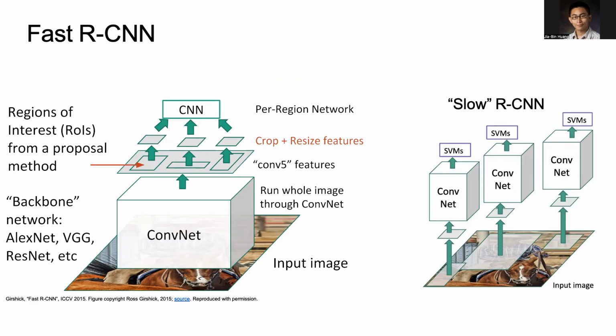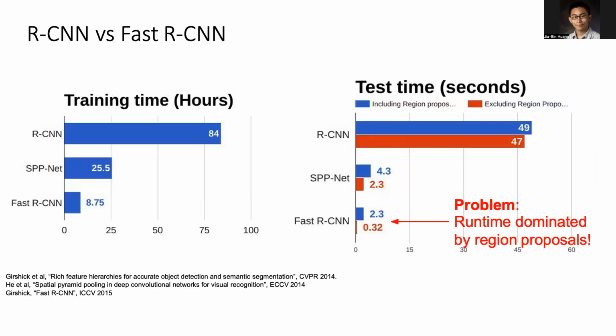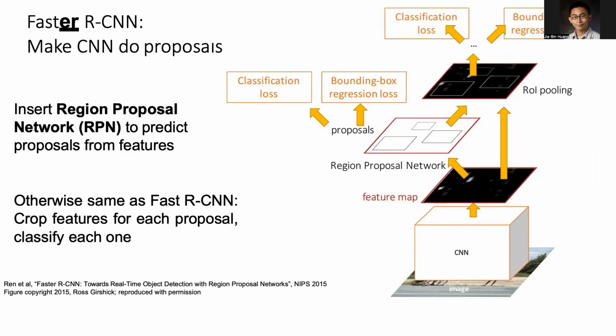So on the right-hand side, you have the slow RCNN, Fast RCNN, and people call this one Faster RCNN. That's how they name these things. Basically the same thing: you just ask the model to predict the region proposals, right?